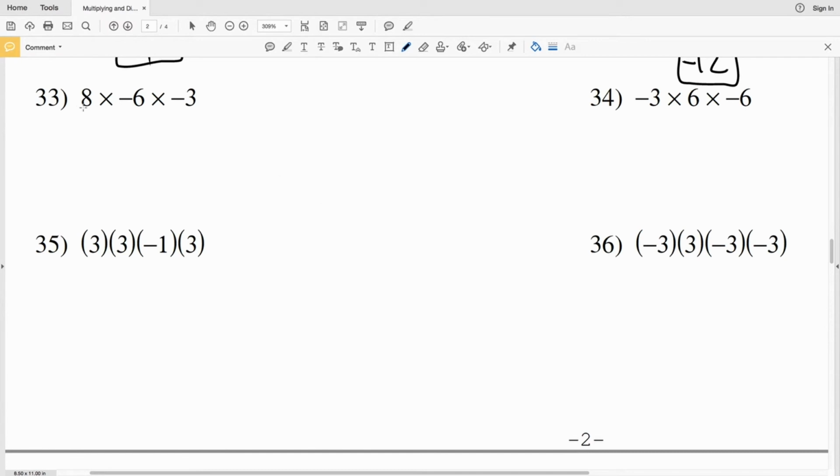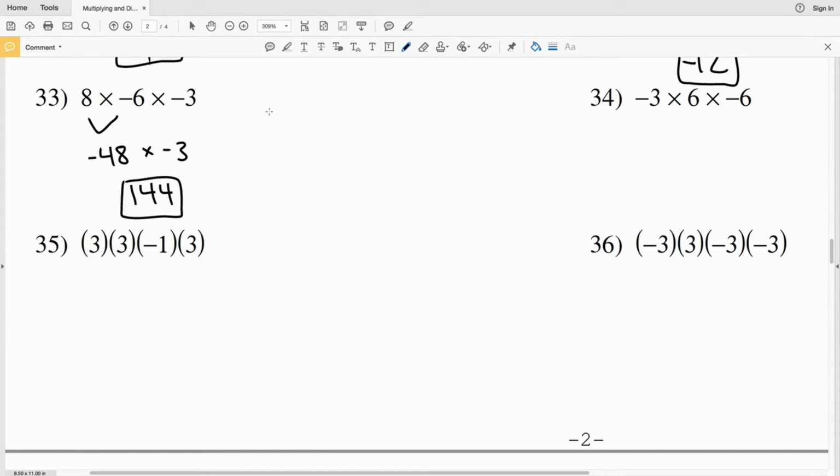In number 33, we have a positive, a negative, and a negative. 8 times negative 6 results in a negative number, and we're left with a negative times a negative. A negative times a negative will be positive. So we know our final answer is going to be positive. Now 8 times negative 6 is going to be a negative 48, and that's going to be multiplied by a negative 3. Negative times a negative is a positive. 48 times 3 is going to give us 144.